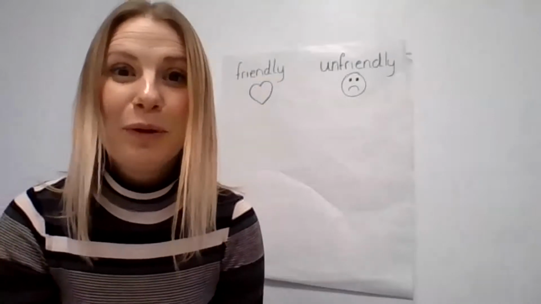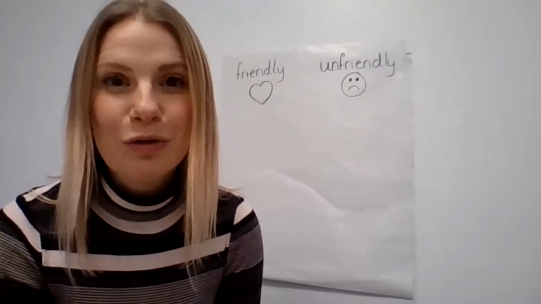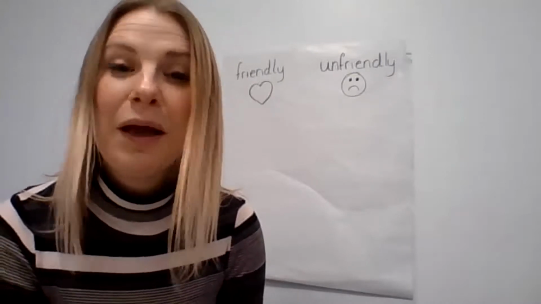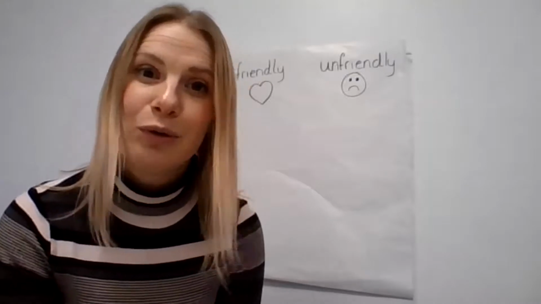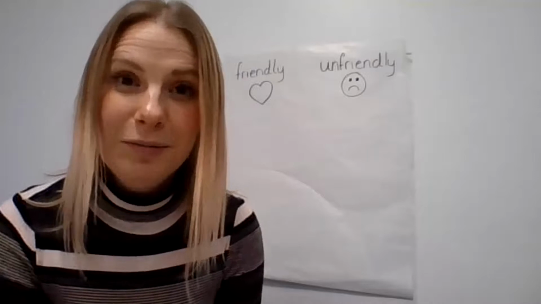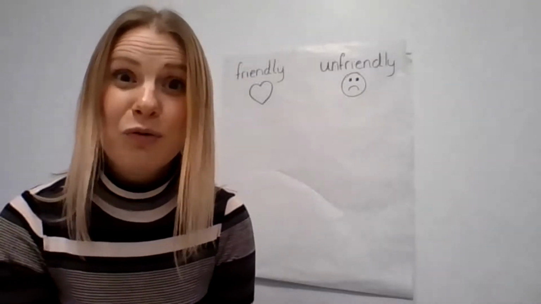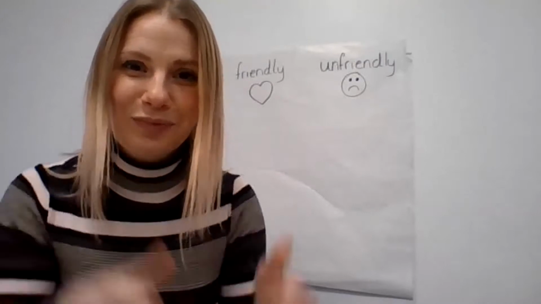Now today, we're going to be discussing the choices made by Supertato and the evil pea in our story. And we're going to be looking at if those choices are friendly choices or unfriendly choices. And then we're going to be helping the evil pea to make the right choices. Do you think you can help me today?